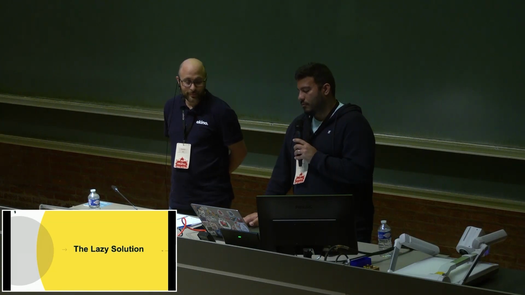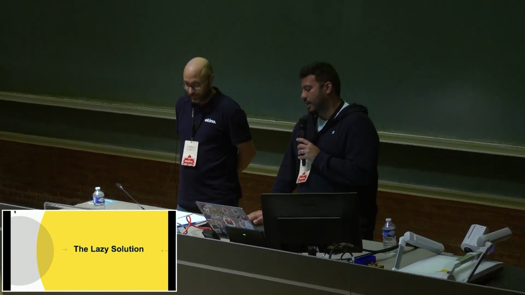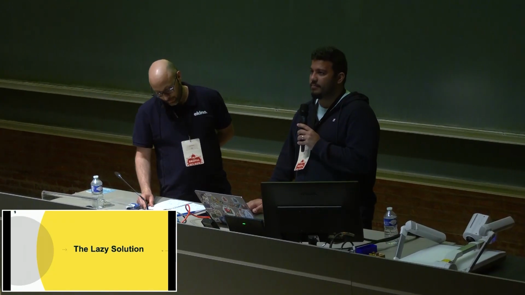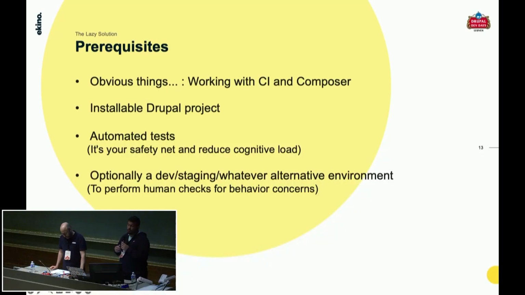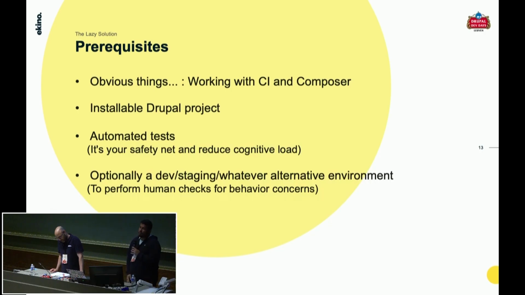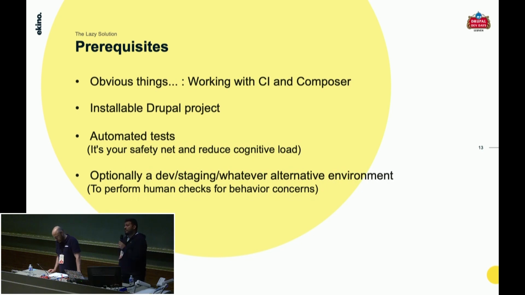So we want to earn some time and not make this update manually. Some prerequisites are needed for this solution. The first, and obvious one, is that you have to manage your dependencies with a package manager like Composer, and you have to work with a CI. And your Drupal needs to be installable from scratch, because you have to install it in your CI automatically, so it's a good start.